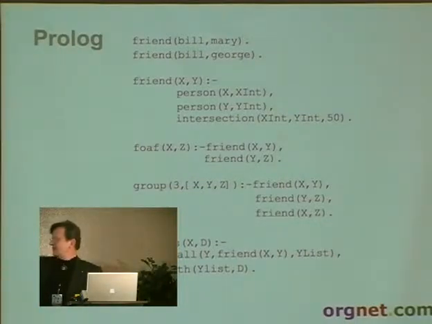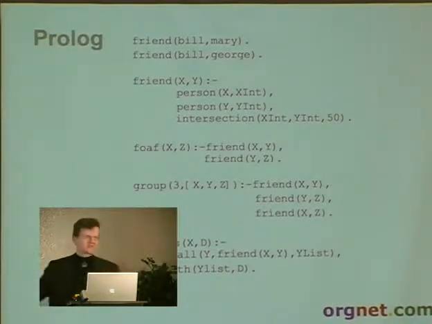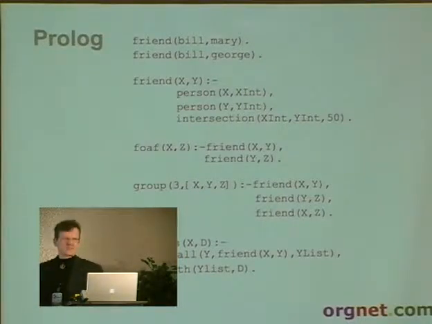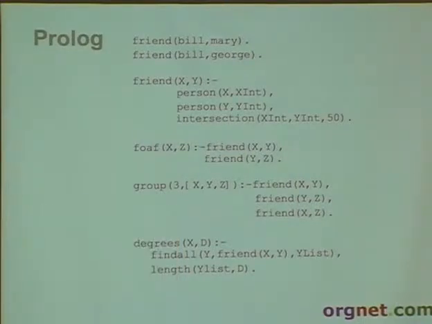We can also do friend of a friend. It's very simple: if X and Y are friends, and Y and Z are friends, then X and Z are friends of friends. So again, two lines of code to quickly do a somewhat complex relationship. We can find groups very easily too.